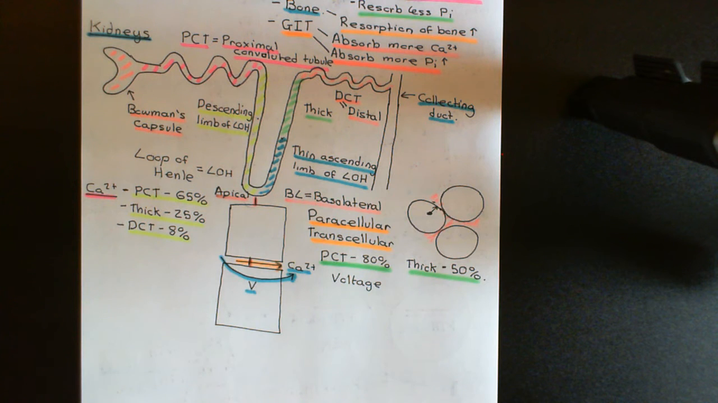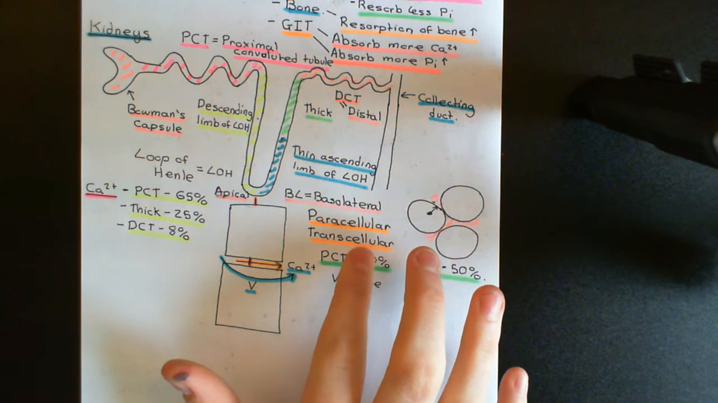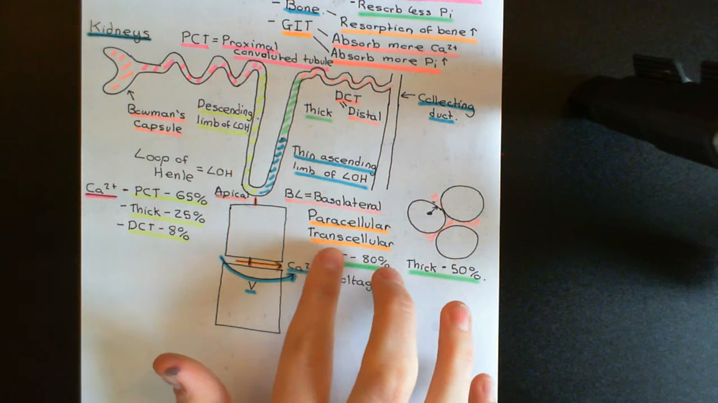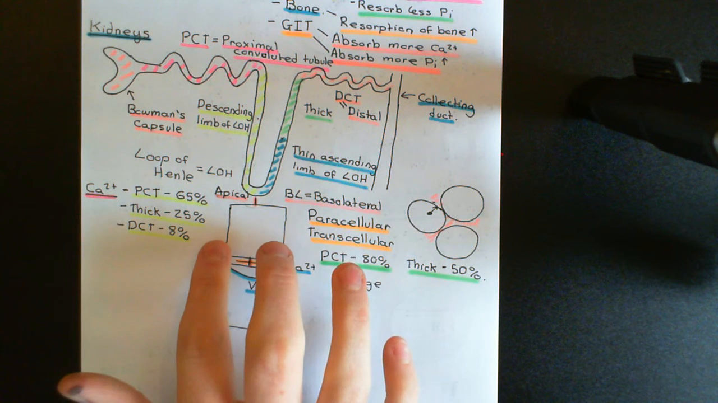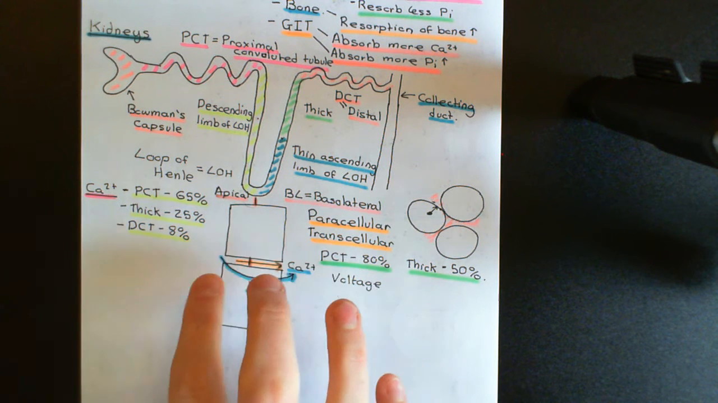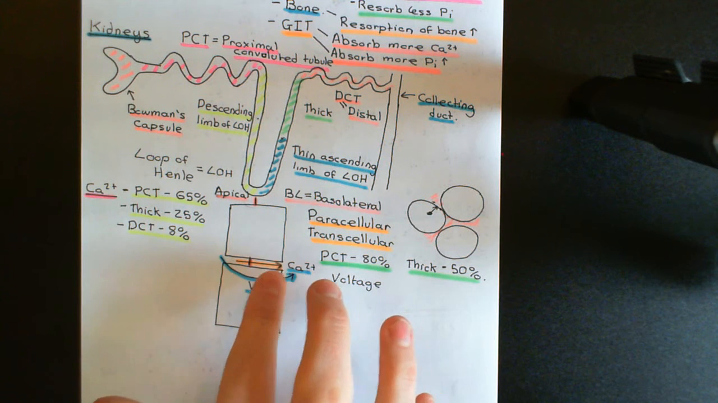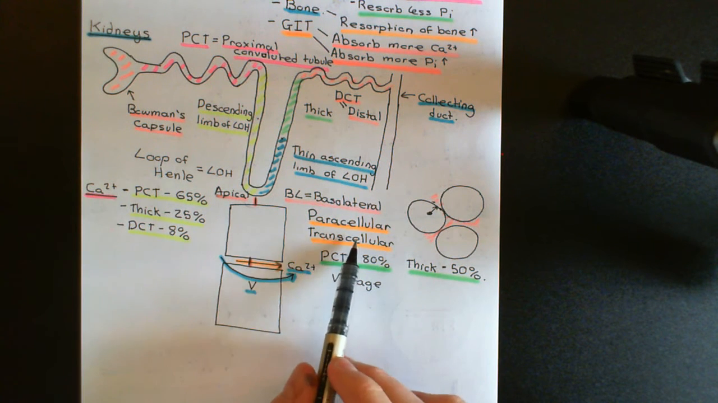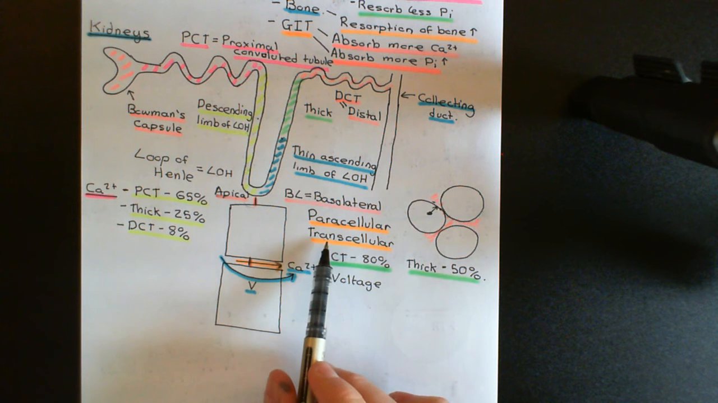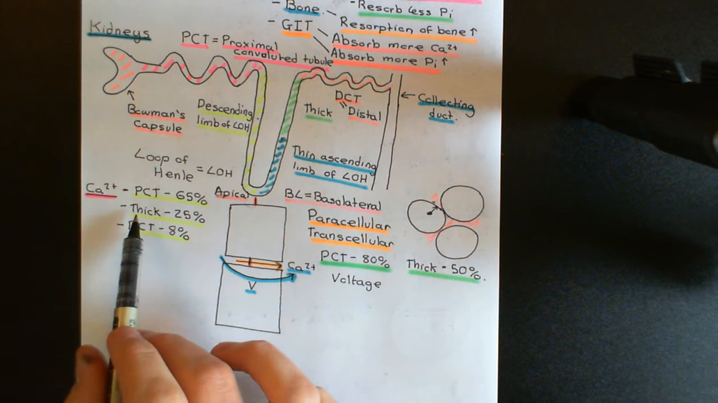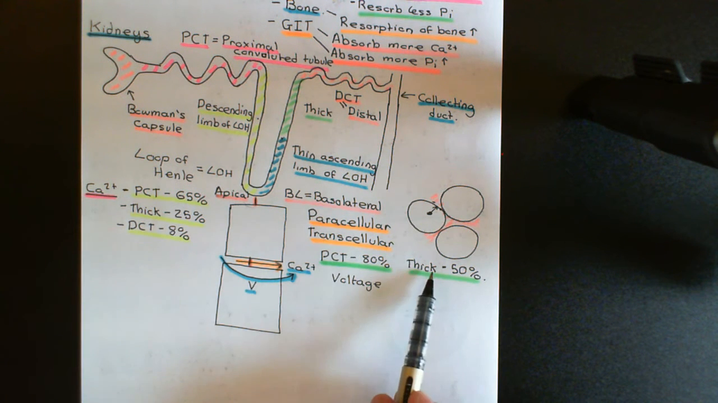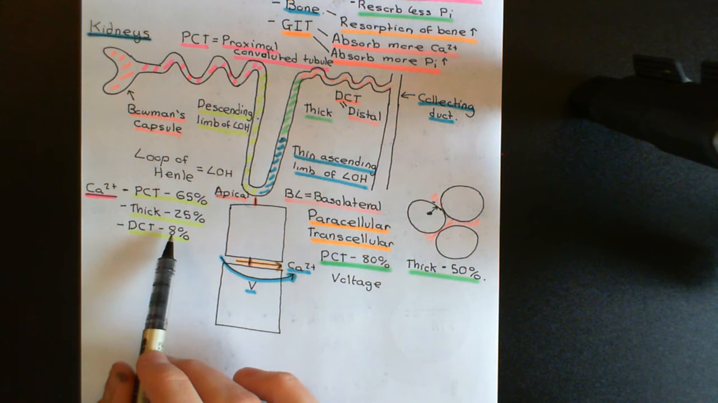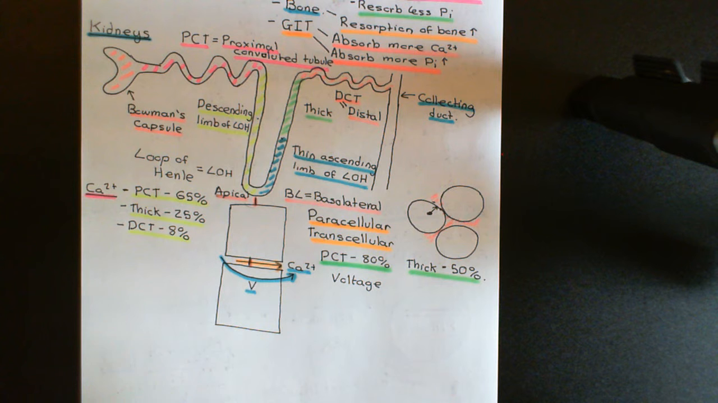Okay, so let's now talk about the other way that calcium can be resorbed, which is the transcellular route. In the transcellular route, trans means across, so this means that we're actually going to take the calcium across the cell rather than parallel to the cell. So in the proximal convoluted tubule, only 20% of the calcium that you resorb is going to go in the transcellular route. In the thick ascending limb of the loop of Henle, only 50% of it's going to go in the transcellular route. In the distal convoluted tubule, it's pretty much all going to go in the transcellular route.